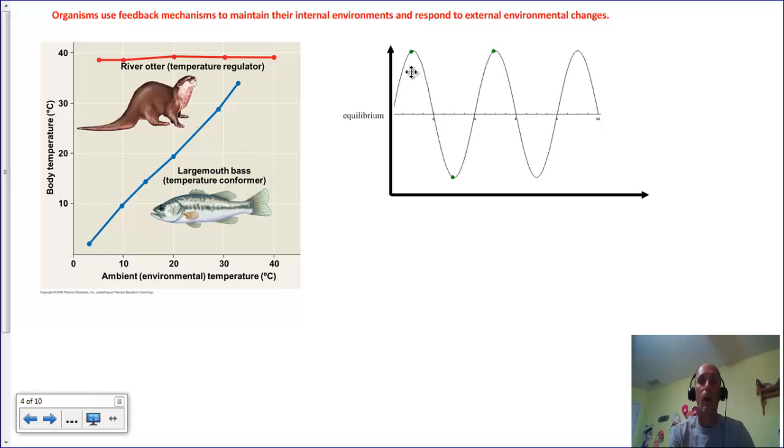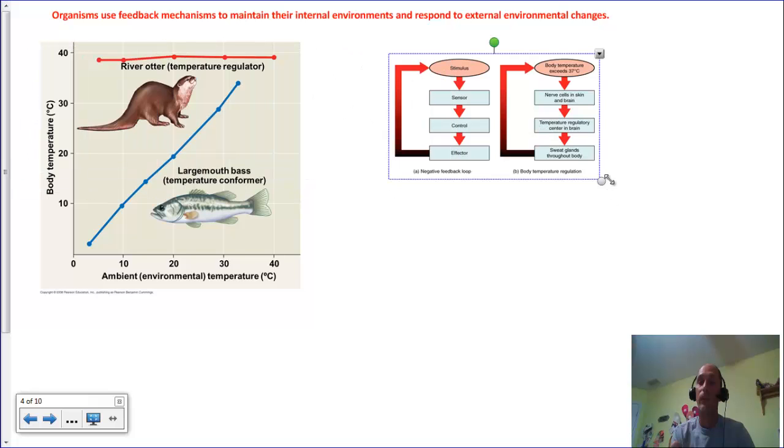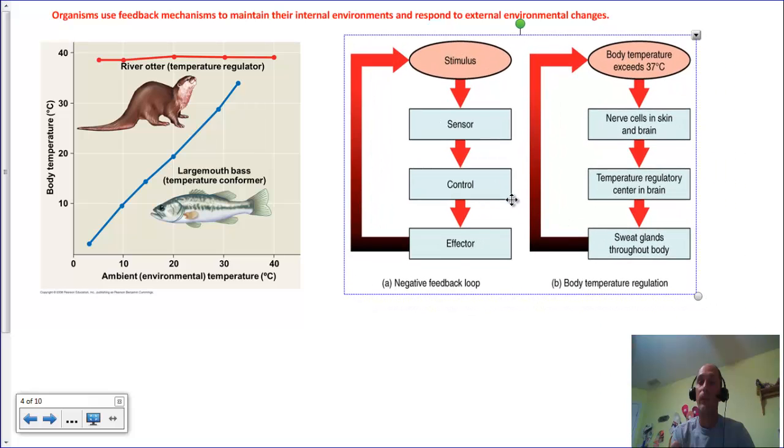Here is an example. Your body temperature is getting higher. That's the stimulus. 37 degrees Celsius is about normal body temperature of the average person. And then that stimulus is going to send information to the brain, and then the brain is going to have a regulatory system in the hypothalamus. It's going to say, hey, it's hot out here. My body temperature is rising. And then it's going to send out a response, and that response, of course, is to sweat.